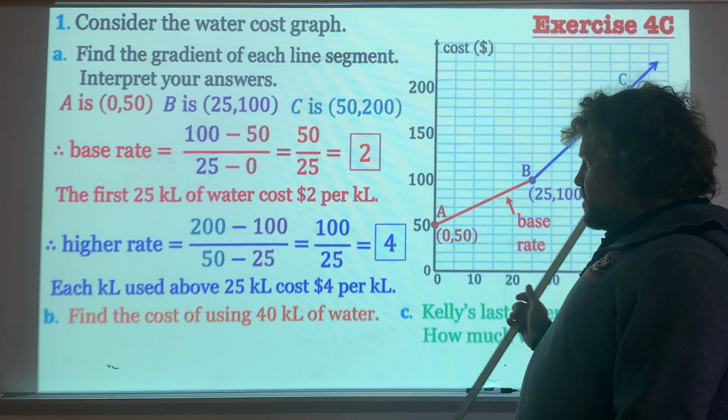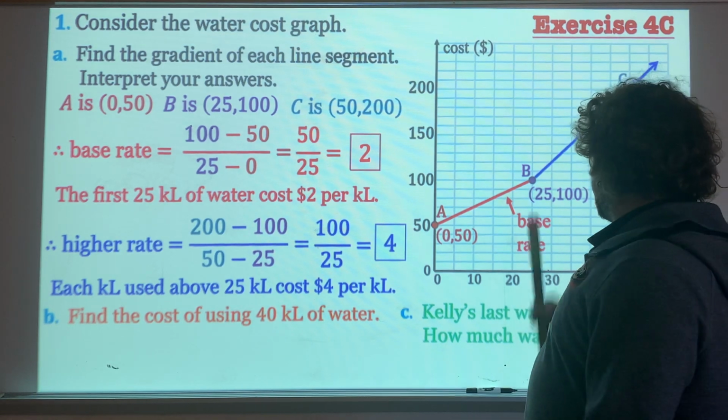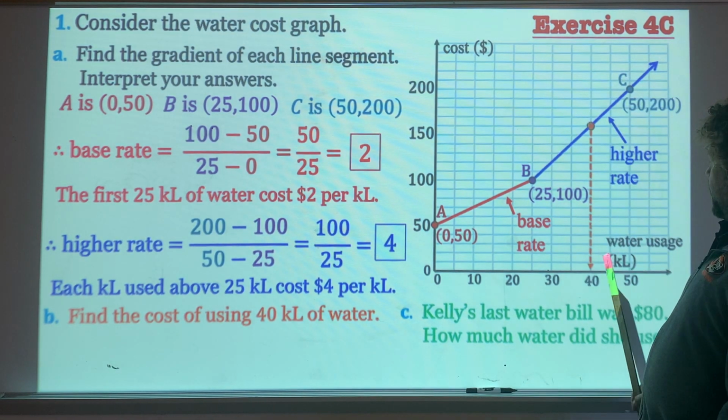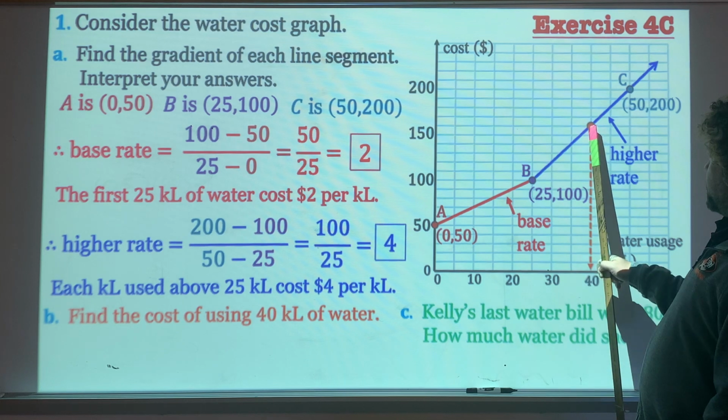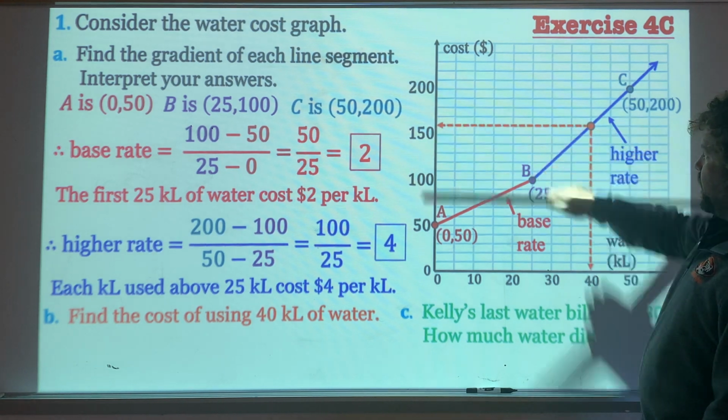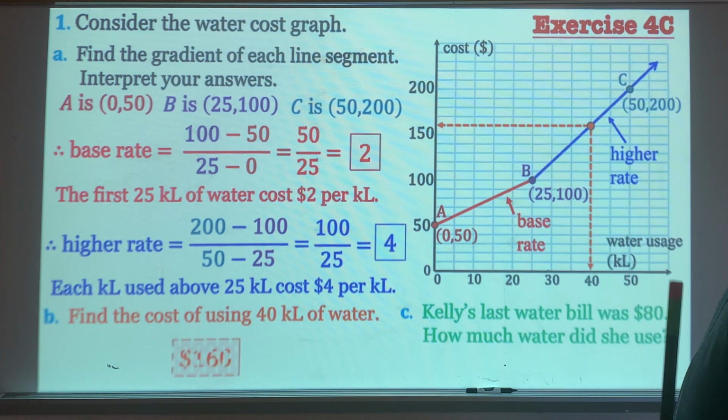Find the cost of using 40 kiloliters of water. Now, there's two ways to do this. The first way, I'm going to use my graph. 40 kiloliters intersects right here. It goes over there, so 150 plus 10 is $160.